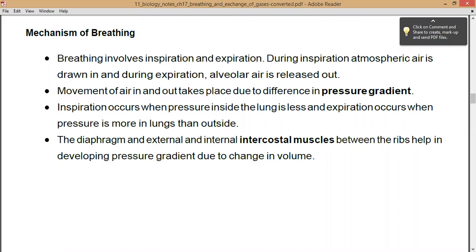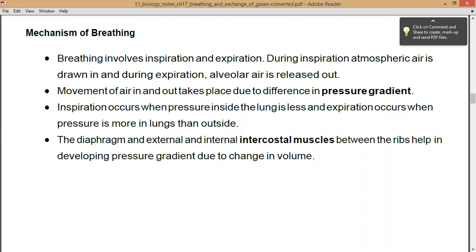But when you are releasing out the CO2 from the alveolar sac, or we can say from the alveoli, at that time the lungs need to be pressurized. That is, the pressure is comparatively more than the outside because you are releasing out, right? So inspiration occurs when the pressure inside the lungs is less, and expiration occurs when the pressure is more in the lungs than outside.